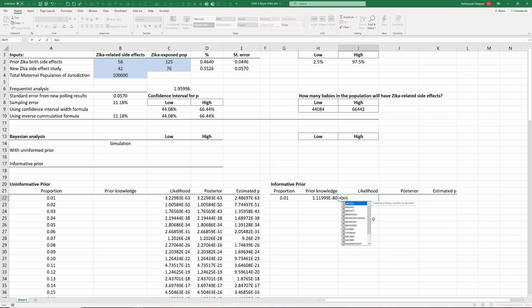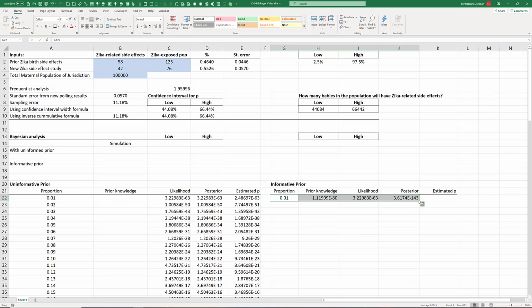Now likelihood is again binom dist. Okay, now this time it is the second study. Okay, and F4, comma number of trials F4. Now it's the same proportion. Okay, and then false. Okay. Now the posterior is we take this likelihood and multiply by the revised prior knowledge. Okay, so now we can copy these two.